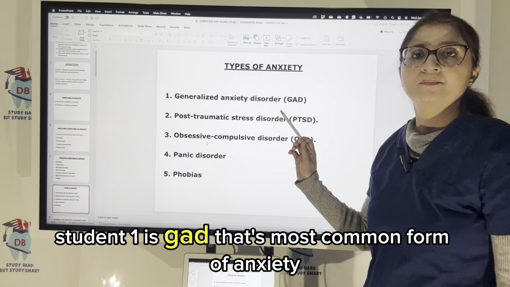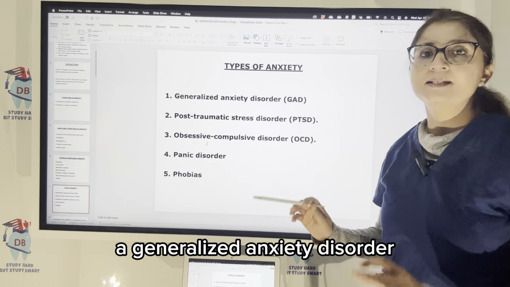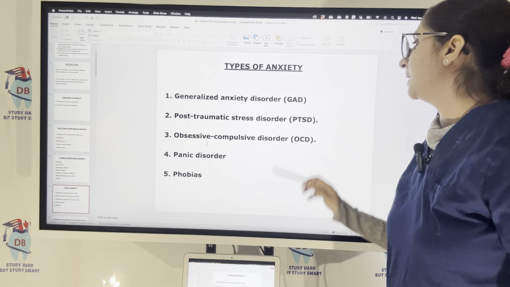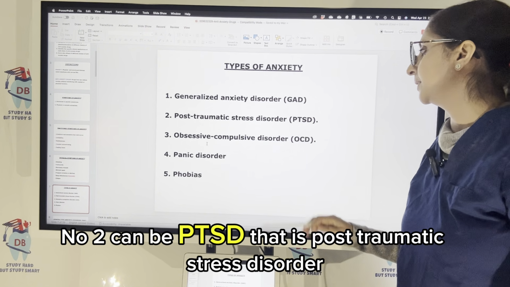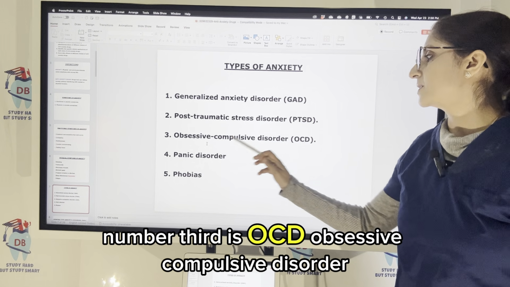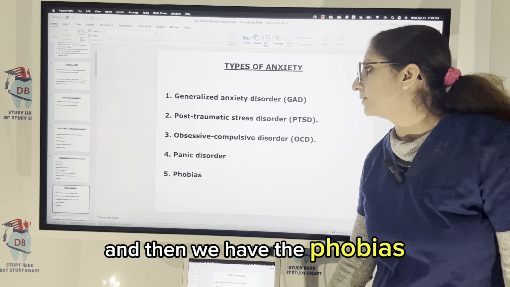One is GAD, that's the most common form of anxiety, when the patient is just having a generalized anxiety disorder. Number 2 can be PTSD, that is post-traumatic stress disorder. Number 3 is OCD, obsessive compulsive disorder. Then we have panic disorder, and then we have the phobias.